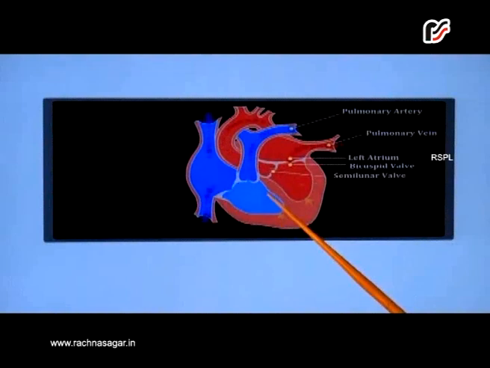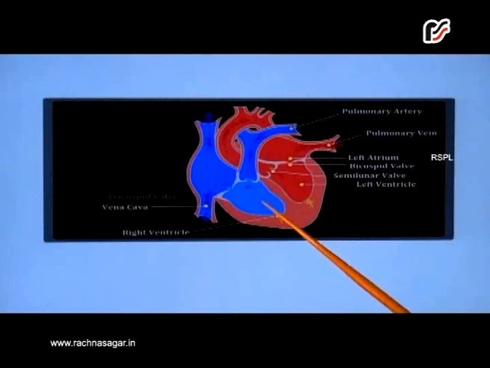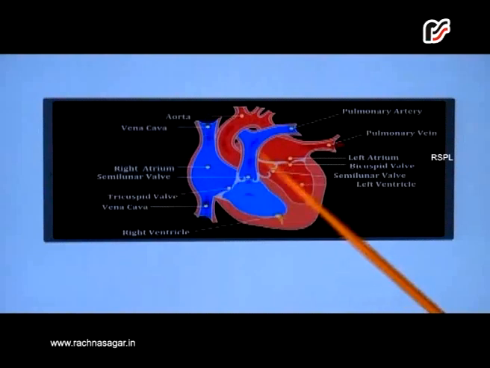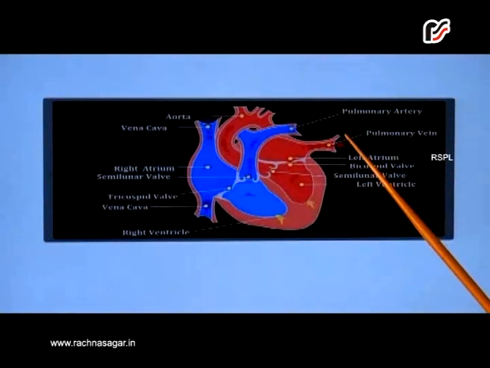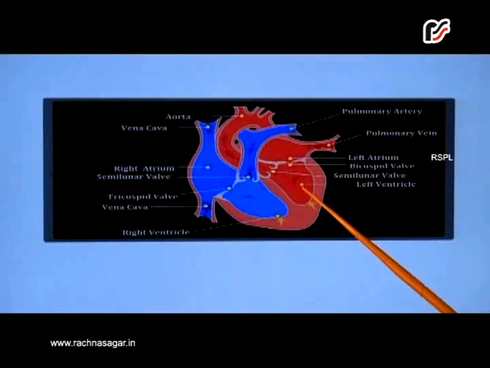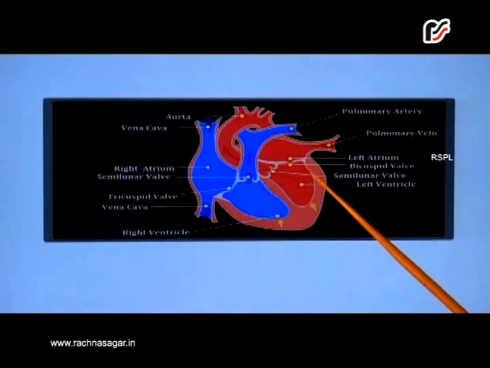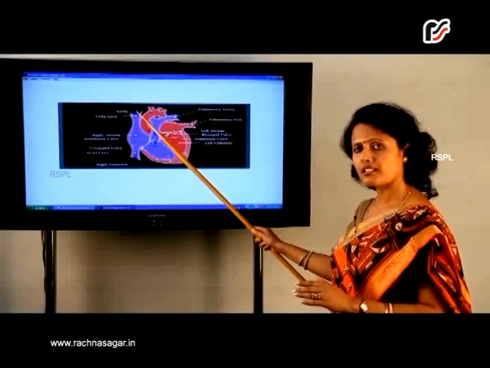Let's come to the ventricles. This is our right ventricle, which sends dirty blood out through the pulmonary artery, and this is the left ventricle, which sends the pure oxygenated blood out through the main artery called the aorta.